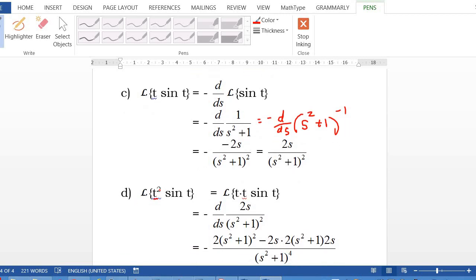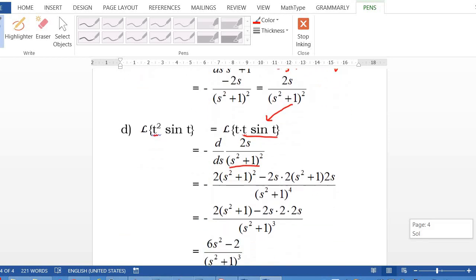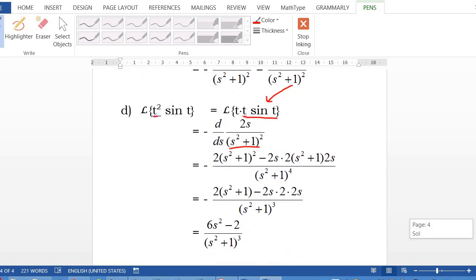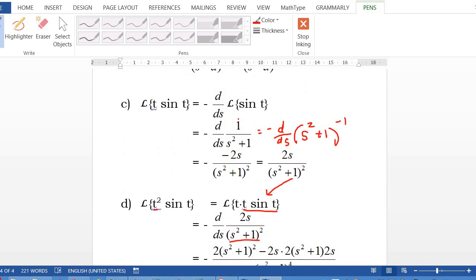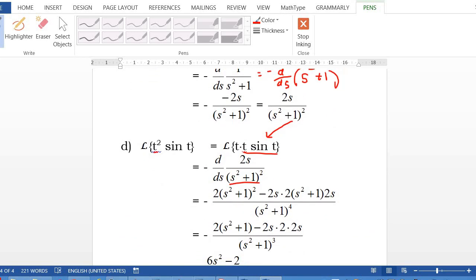Now, t squared is actually the Laplace transform for t multiplied by t sin t, and the result is here, 2s over (s squared plus 1) squared. So the Laplace transform for t to the power 1 times f(t) is negative d/ds. This is the result from t sin t, which is 2s over (s squared plus 1) squared. And here you need to use the quotient rule to differentiate it, because your numerator is not a constant value, but a function of s. So it is easier to use the quotient rule to differentiate it, where negative d/ds of 2s over (s squared plus 1) squared. The negative is from here.